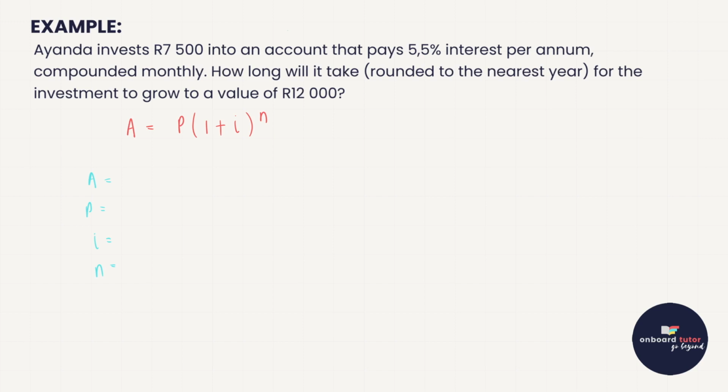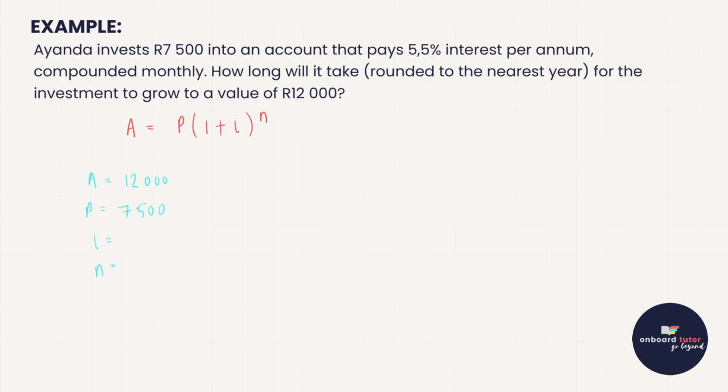Okay, so A is the future value. In other words, we want the investment to grow to 12,000 Rand there. P, that's the present value. What does Ayanda start with as an investment? That's 7,500 Rand.